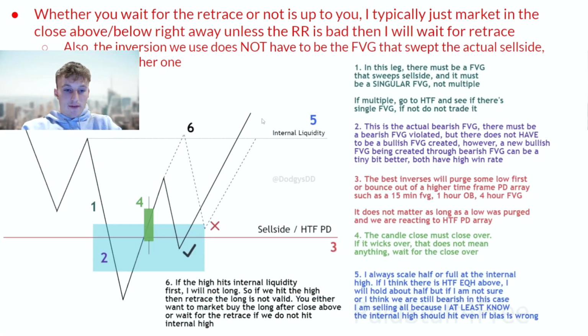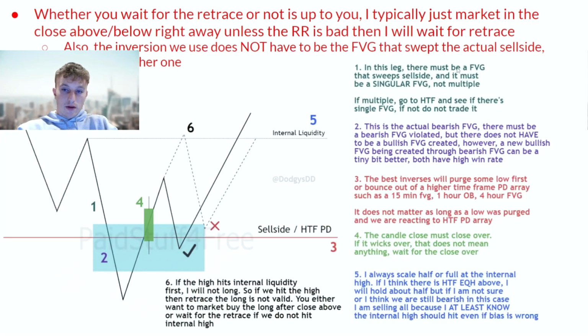What would make me confident about the bias? Well, maybe we're trading inside of a discounted area on the higher time frame, and maybe there's perfect equal highs above. Okay, that's the only time I'll maybe take an inverse even after we hit internal liquidity. But 89% of the time I typically don't. All right. So I'm looking to play this black path.